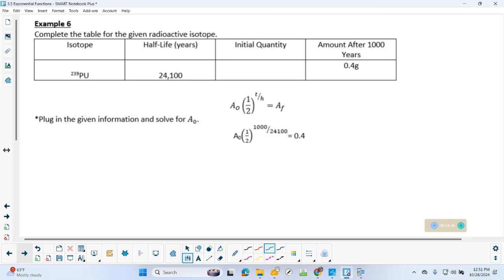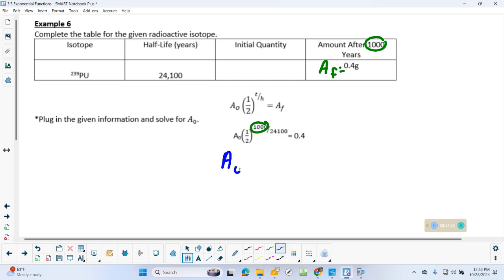Same spiel, same formula up here. It's nothing exciting, okay? Now, here, of course, our half-life, the 24,100, your amount after 1,000, so I put that in, of course. Here's what is different. They gave you the final amount. You're finding the initial amount. So, not that that's a big deal, but we just have to do a little bit more work here.